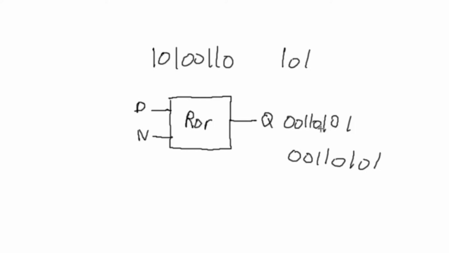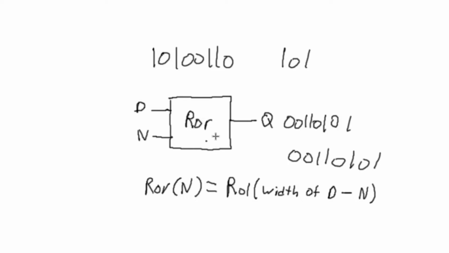But you'll notice we got to this number by rotating to the right 5 positions and then rotating to the left 3 positions. And so the rule of thumb in our case here with a rotate right circuit is that a rotate right of n positions is always going to be equal to a rotate left of the width of d, which is this input here, minus n.